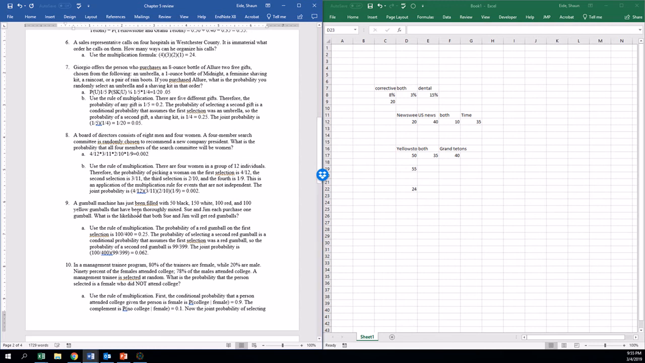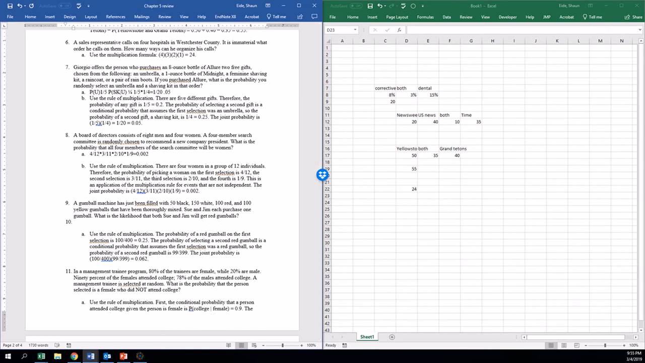So a gumball machine has just been filled with 50 black, 150 white, 100 red, and 100 yellow gumballs that have been thoroughly mixed. Sue and Jim each purchase 1 gumball. What is the likelihood that both Sue and Jim will get red gumballs? So what you've got to do here, the red gumballs is 100 out of, let's see, how many total are there? 200, there's 400. So it's going to be 100 out of 400 is the first.